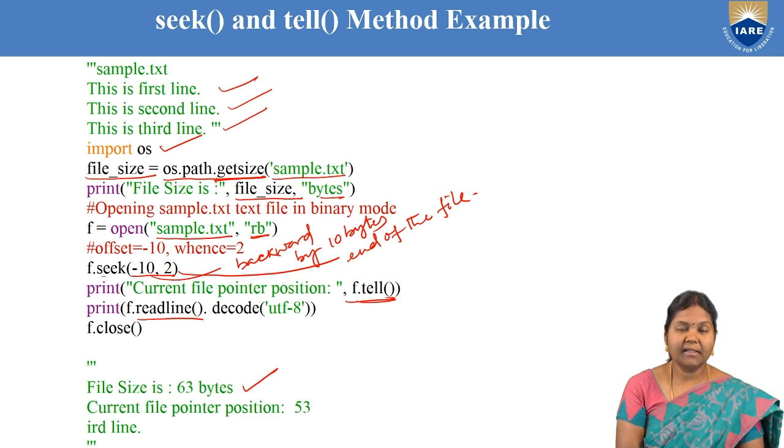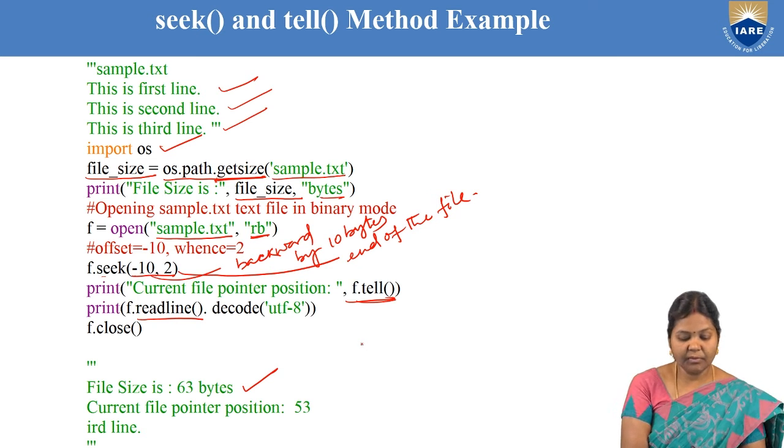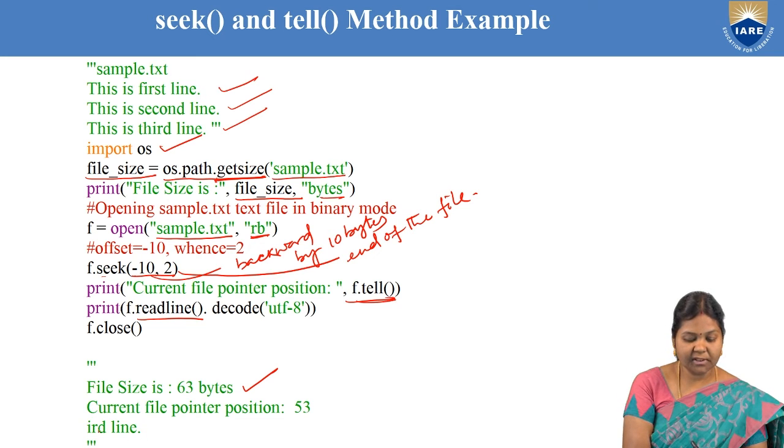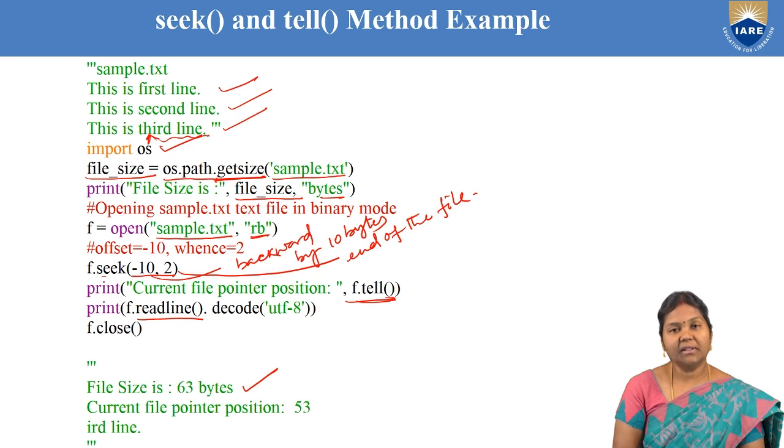Let us read the content of the file from that position, from the 10th position onwards, up to the end of the file. So from the end of the file only this much is left, that is called IARE line, because your cursor is at this character. After that you have only this much text, and that is the output.